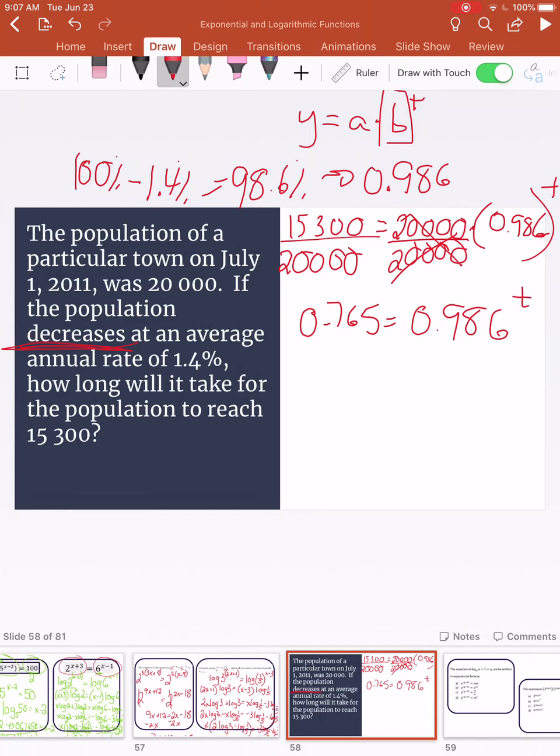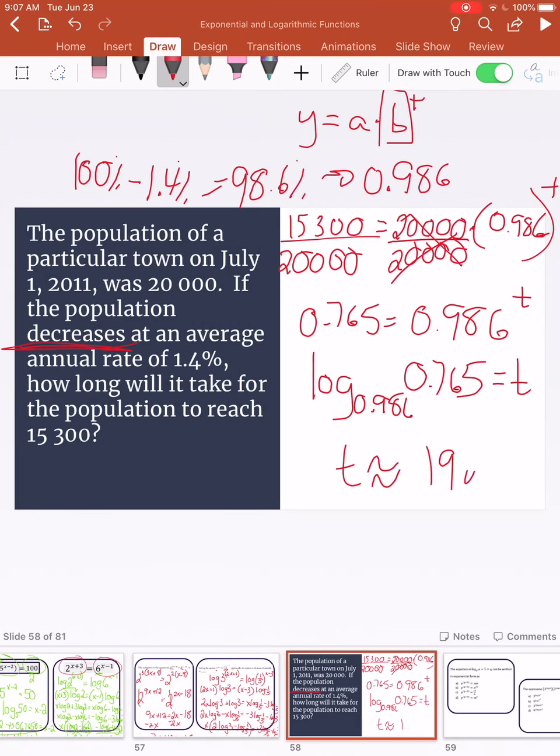0.986 to the exponent of t. Now, because we're trying to solve for an exponent, we use logarithms. So we're going to write log. Our base is 0.986. Our argument is 0.765. And it all equals that exponent of t. So now we'll type this in our calculator, and we should end up with approximately 19 years.